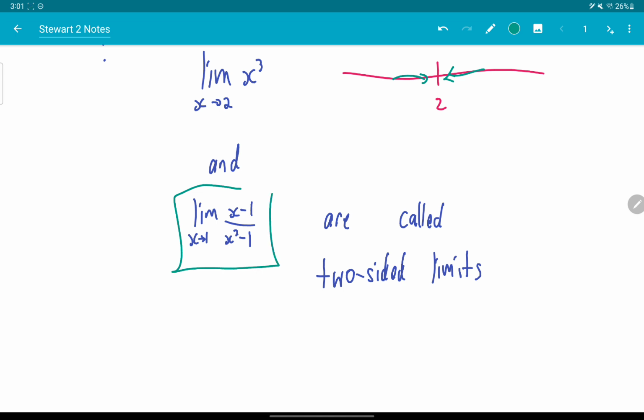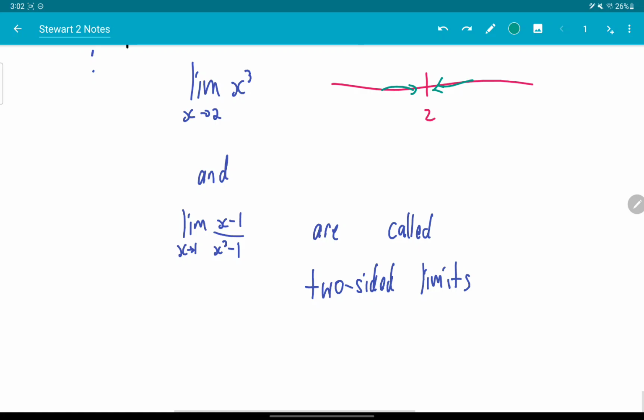So I guess you'd say the default, this is usually the default limit, is a two-sided limit. And later on we'll see a one-sided limit.